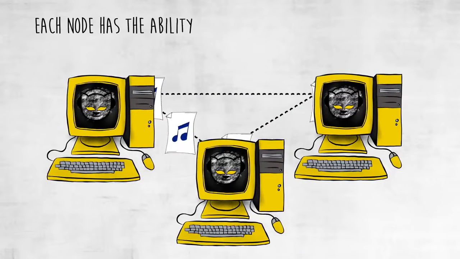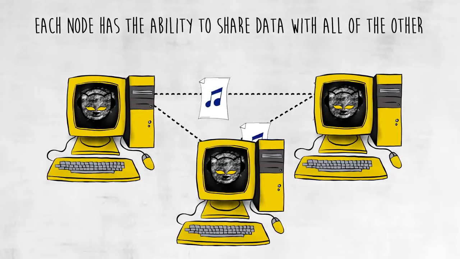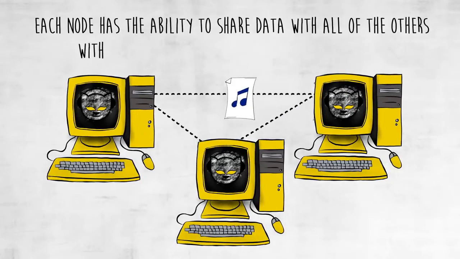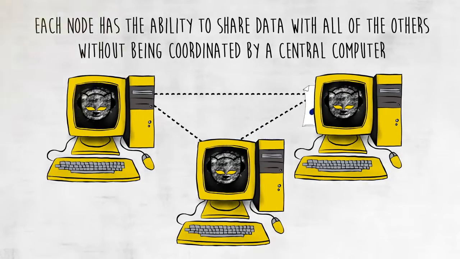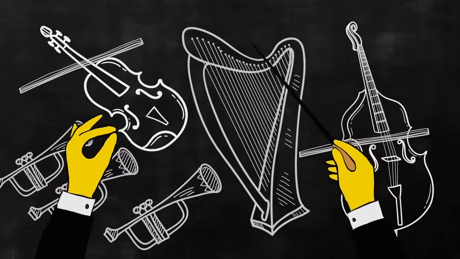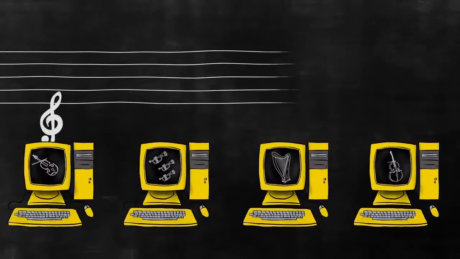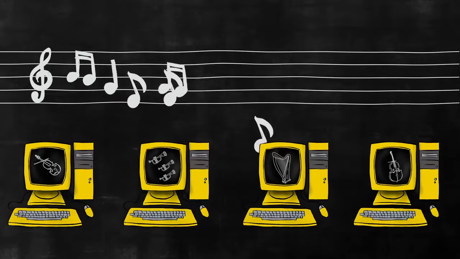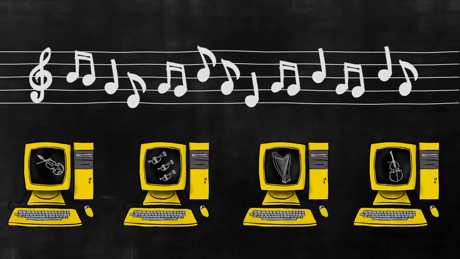Each node, or independent computer on the network, has the ability to share data with all of the others without being coordinated by a central computer. To continue with the music metaphor, the peer-to-peer networks that power blockchain are like an orchestra without a conductor. Each node is a musician listening to a vast symphony and playing its own music by ear.